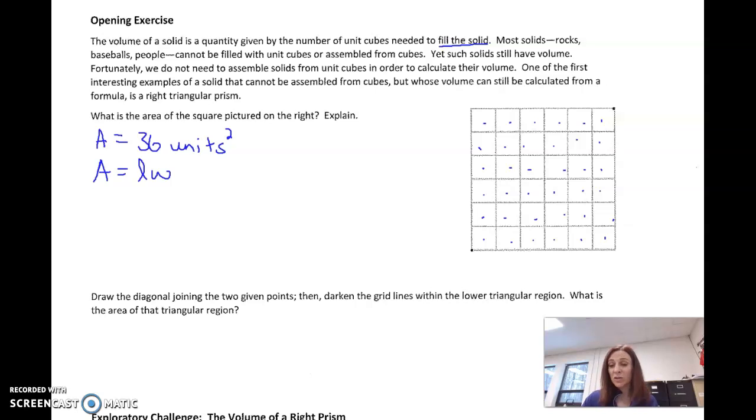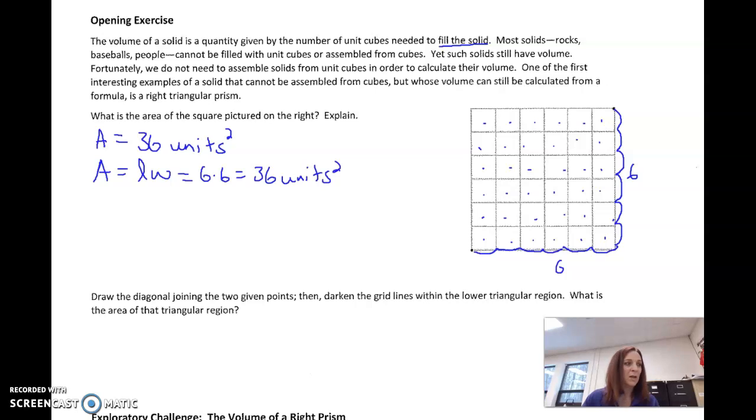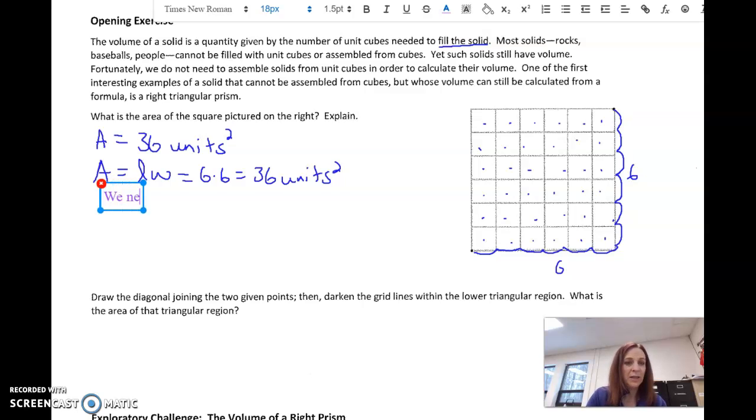We know for rectangles and squares, we can do length times width. If I look here and count how many squares, there's 6 here, and since it is a square, there's 6 here. So 6 times 6 equals 36. So you could get it that way as well. It does say to explain, so we could just say we need 36 1 by 1 unit squares to cover the figure.